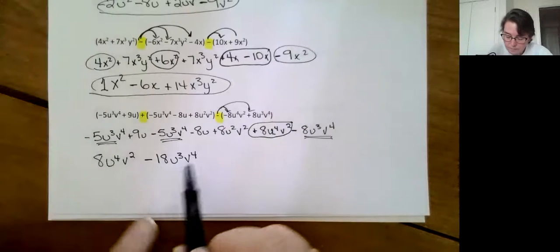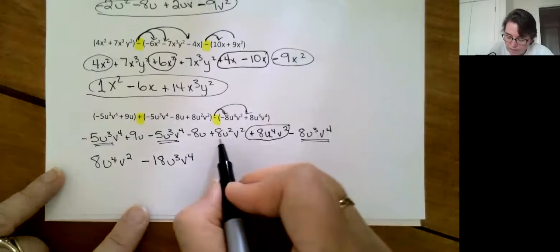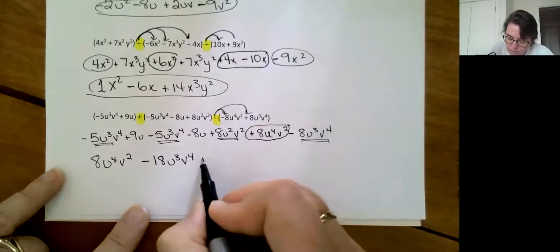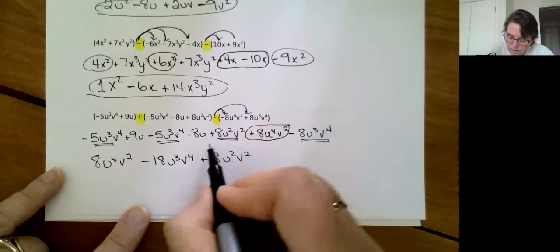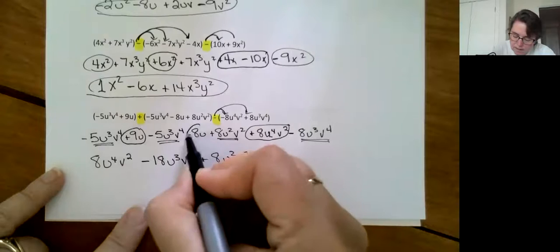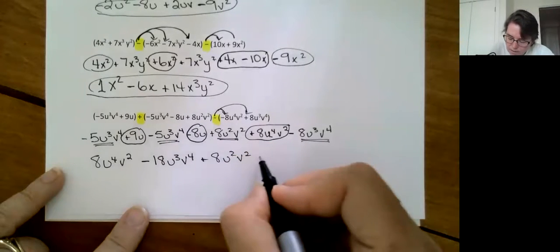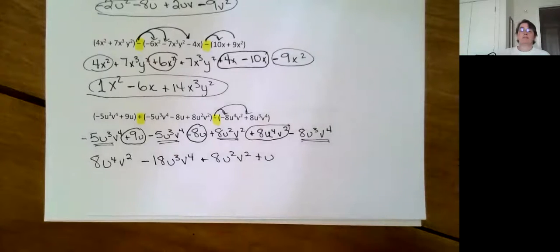Now, what is left? Oh, I've got plus 8u squared v squared, and then I've got this one and this one, plus u. That was harsh. That was a long question. You had to be super careful with it. So I hope you rocked it.